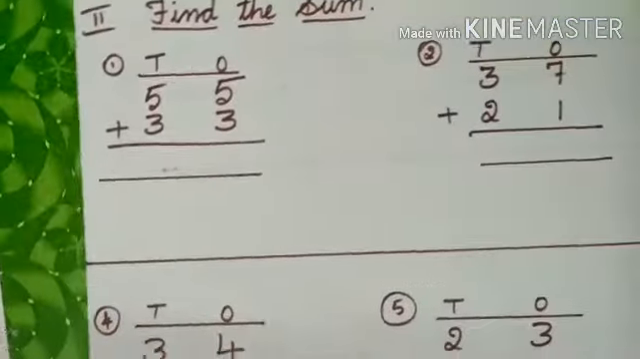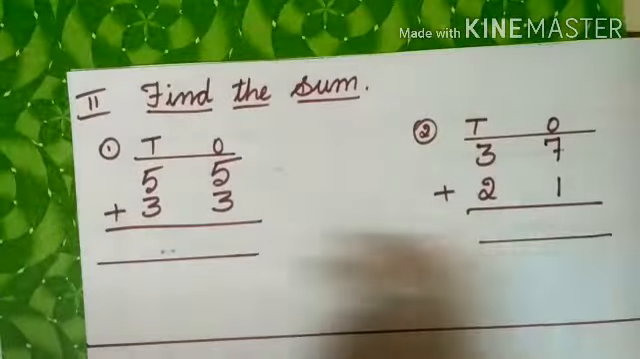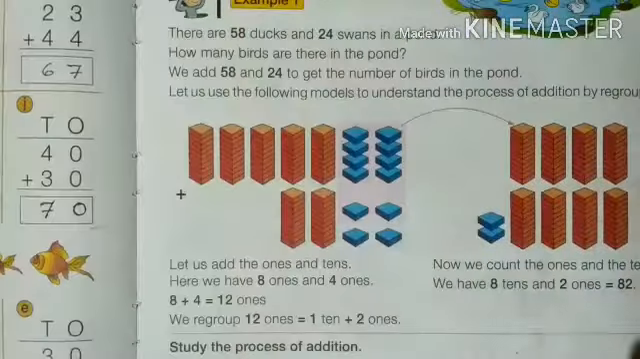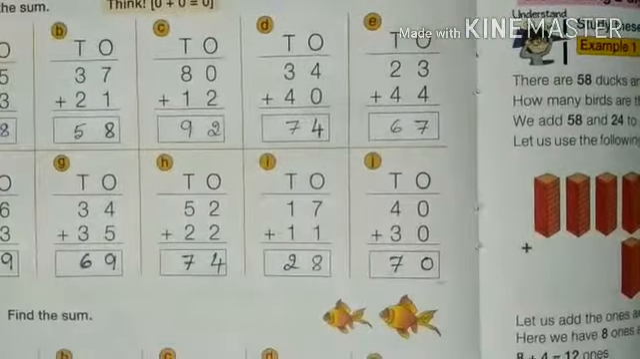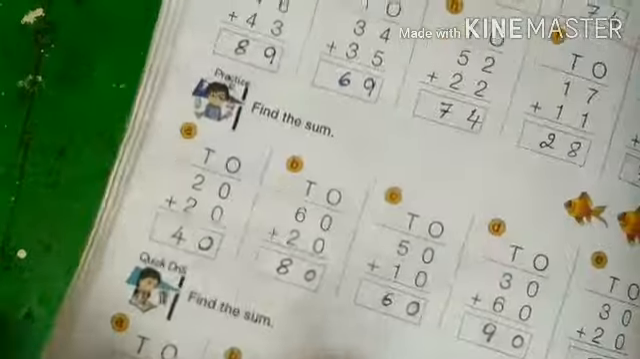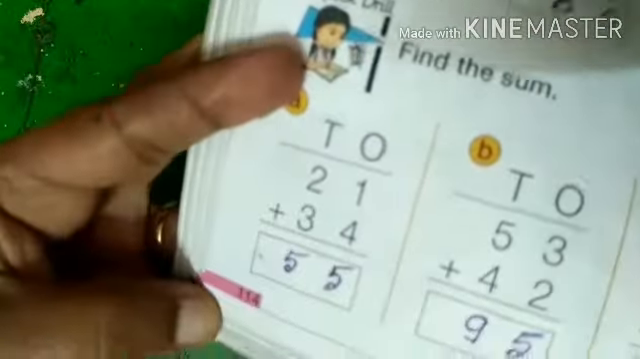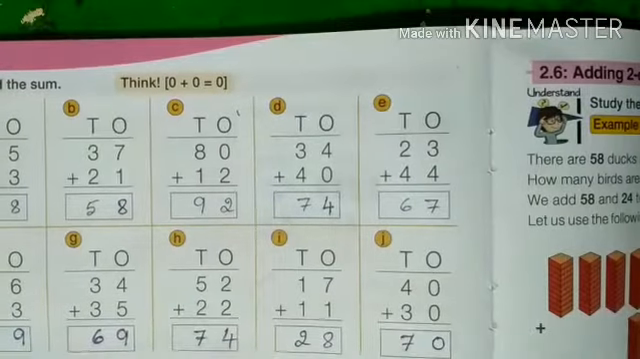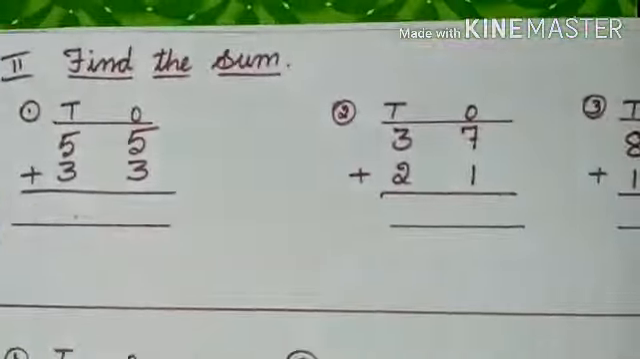Find the sum. Second main. 5 plus 3. It is in your textbook. Page number 114. See, think 0 plus 0, always 0 only. The sums we will do now. Find the sum.